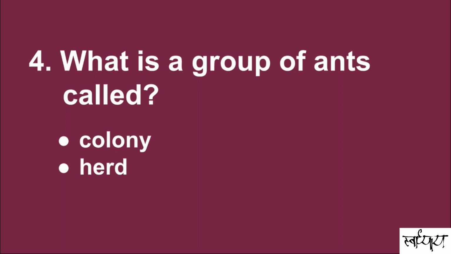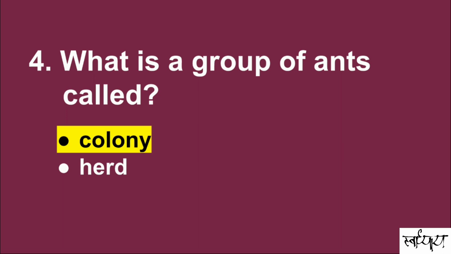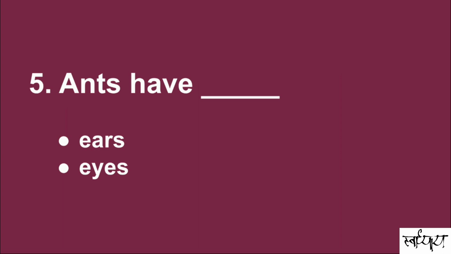What is a group of ants called? Colony. A group of ants is called a colony. Ants have eyes, but they don't have ears.